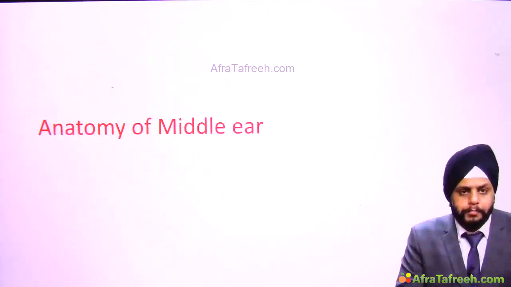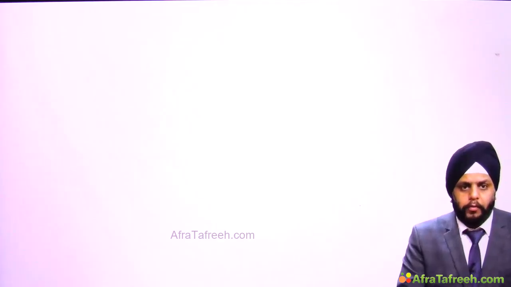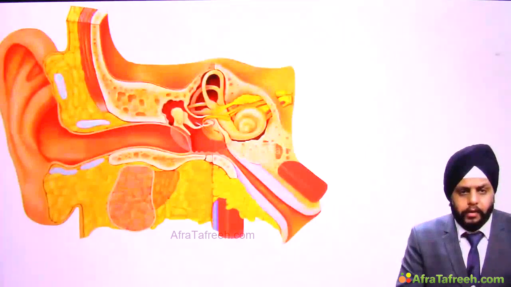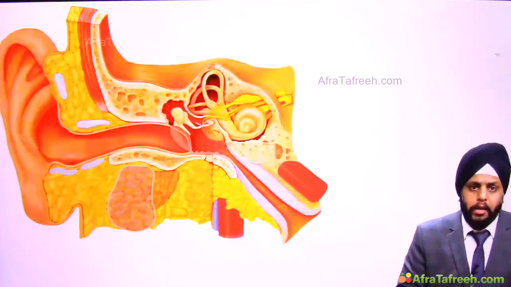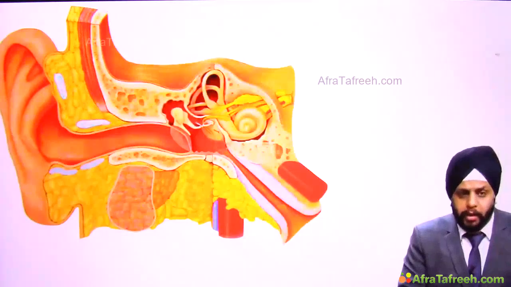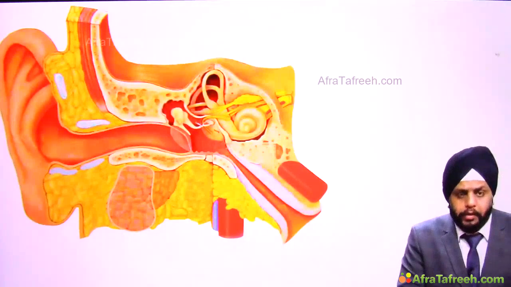Hello friends, let us now discuss the anatomy of middle ear. We have already discussed the anatomy of external ear. We have seen the EAC, we have seen the pinna. We have also discussed the tympanic membrane. Now we know the tympanic membrane forms the lateral wall of middle ear. It is a part of middle ear. But as I told you earlier also, it's easy to understand the anatomy of tympanic membrane along with the anatomy of EAC. So that part I have already discussed with you.